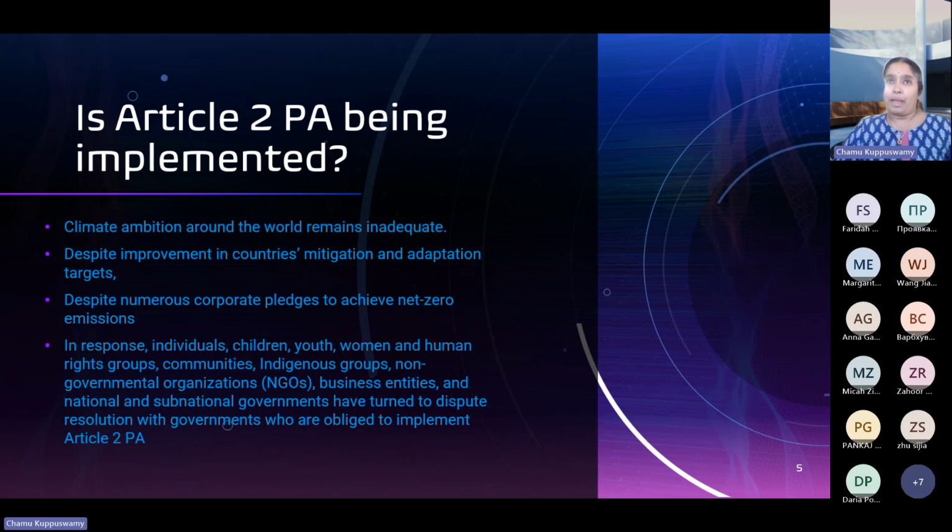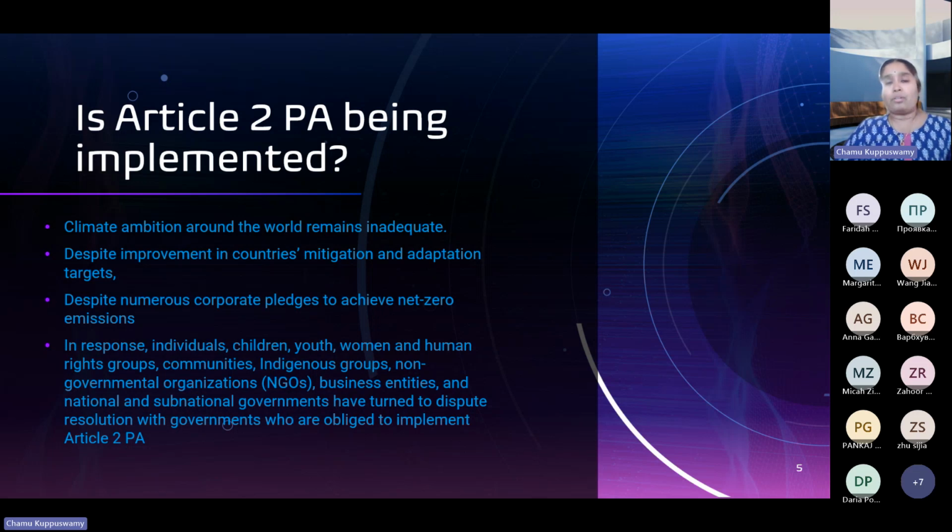What is the shape and the nature of climate litigation under Article 2? This is strictly not within the scope of one area of law or the other. Dispute resolution can occur in all different areas. So that's what we're trying to look at, to see what sort of laws have been implicated and used in the context of trying to get closer to Article 2 of the Paris Agreement. And that's the really interesting bit.